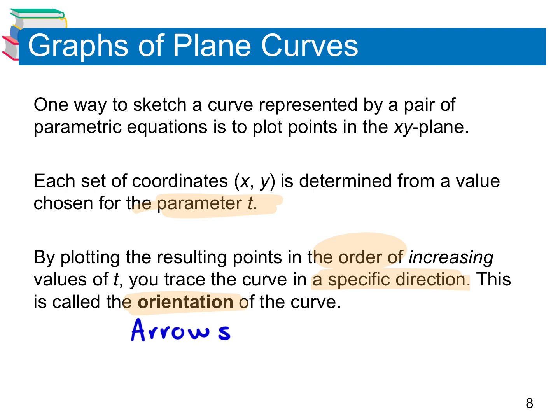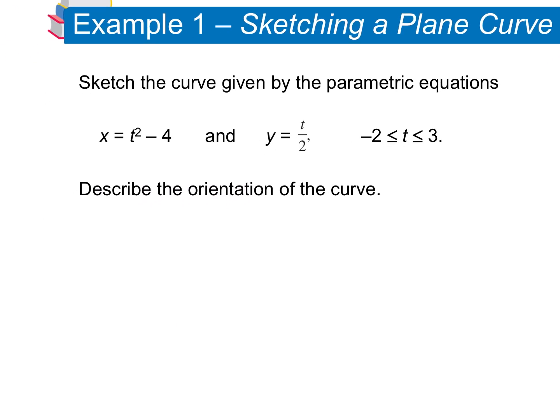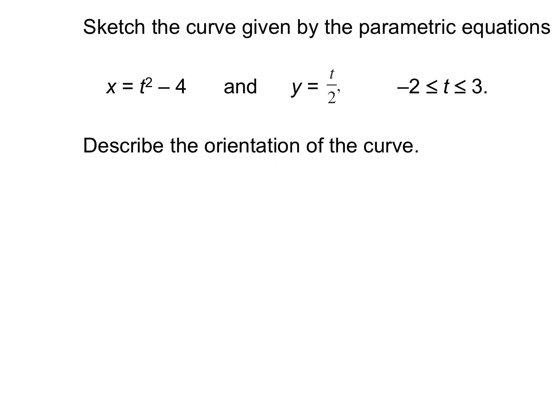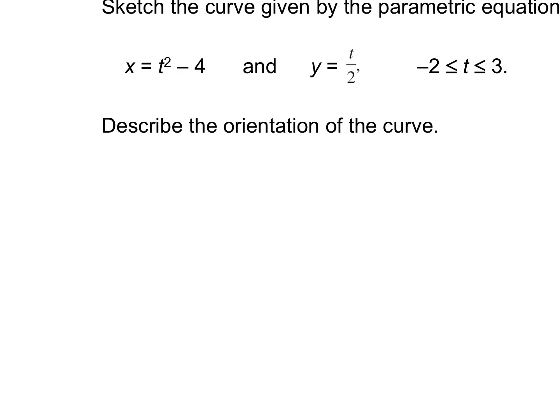So not only are we going to have points on our graph, but the points are going to go in a specific order, and we're going to show that order using arrows. So we want to sketch the curve given by the parametric equations. So when we graph here, I'm going to make a chart. I'm going to make a little table to help us plug in values. So we're going to plug in values of t.